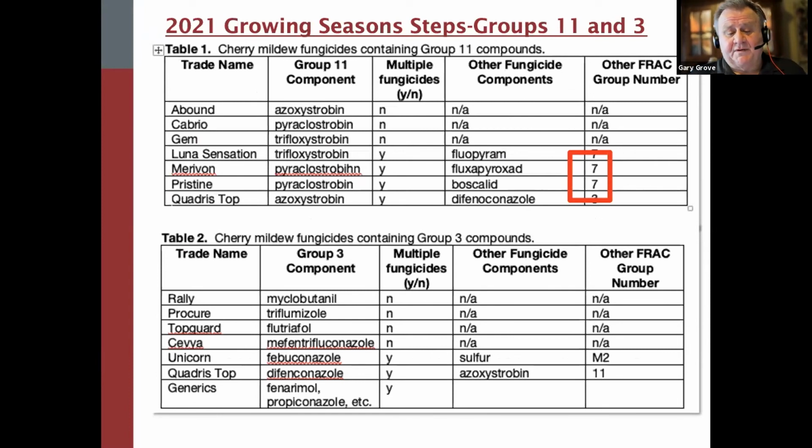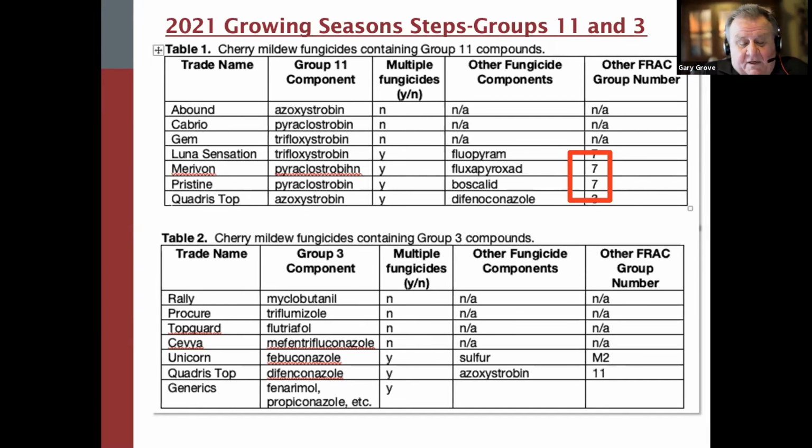So for the 2021 growing season, looking at table 1, cherry fungicides containing group 11s, you can see Abound, Cabrio, Gem, Luna Sensation, Merivon, Pristine, and Quadris Top. And I put an off-centered box there because some of those premixes in the red box contain a group 7. And without the active group 11 component in the premix, remember that we no longer have built-in resistance management to the group 7 component of that premix.